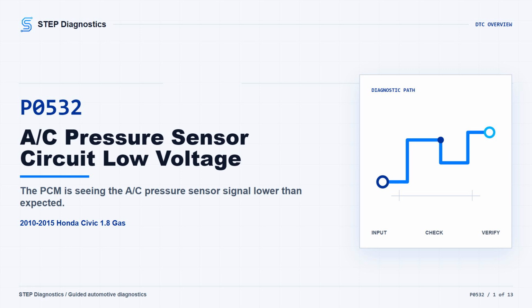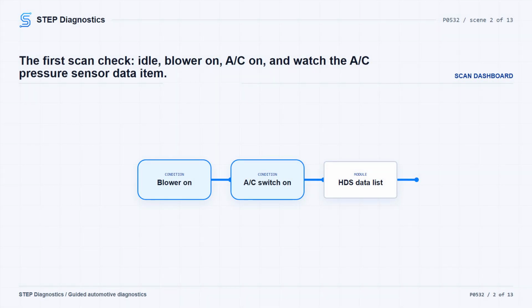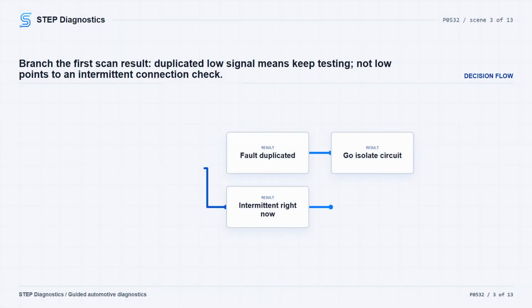Before chasing the circuit, start with the basic system checks and follow a structured diagnostic approach. Start by duplicating the complaint. Start the engine and let it idle. Turn the blower on, then turn the A/C switch on. With the HDS, watch A/C pressure sensor in the data list. If the reading is about 0.24 V or less, the failure is duplicated and you move into circuit isolation. If it is not about 0.24 V or less, treat it as intermittent for now.